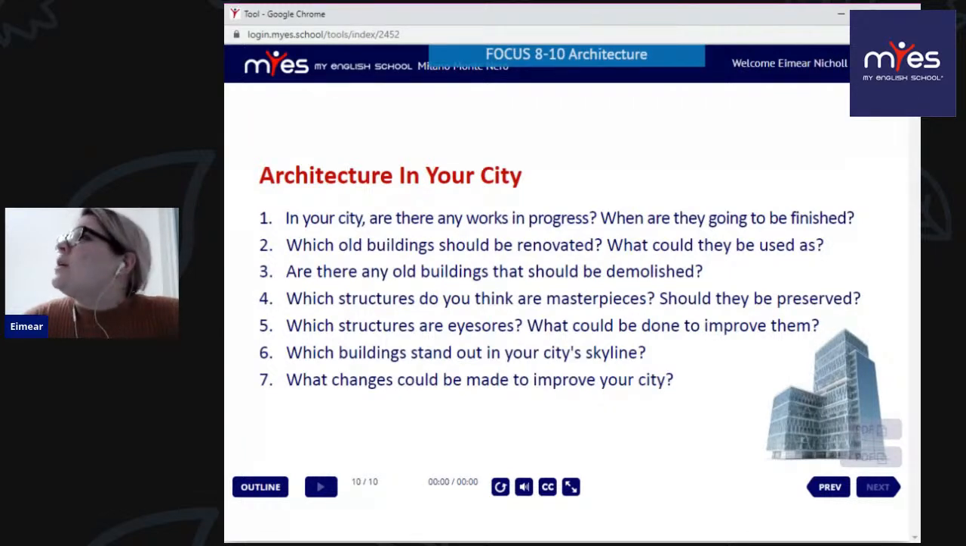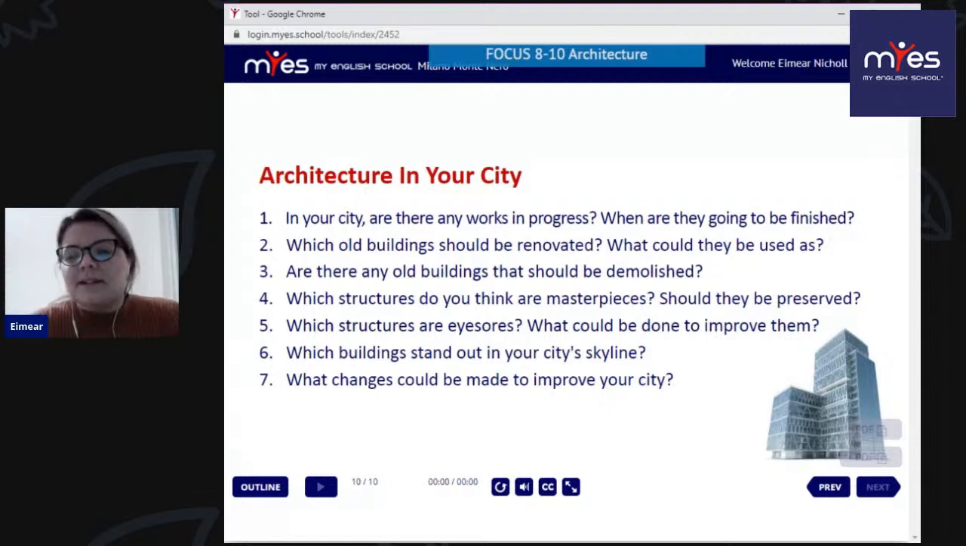Works in progress. Well, in Dublin, in the city centre, there aren't many, but just outside of the city centre, in the business district of Dublin, where Google and Facebook and all the web businesses have their buildings, there are lots of new high-rise buildings being built, which are always works in progress, so I don't know when they're going to be finished.